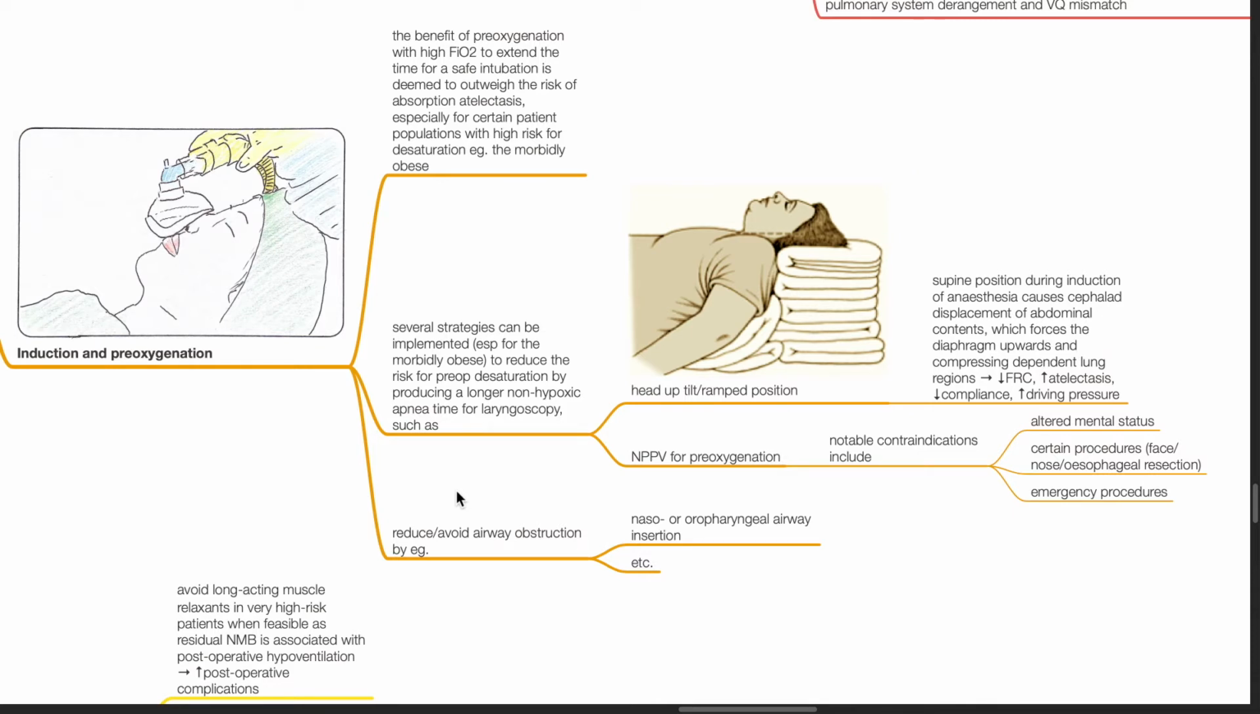Another useful strategy is NIV for preoxygenation. However, note that contraindications exist. For example, altered mental status, certain procedures such as face, nose, and esophageal surgery, and emergency procedures. Reduce and avoid airway obstruction, for example, by inserting nasal or oropharyngeal airway.